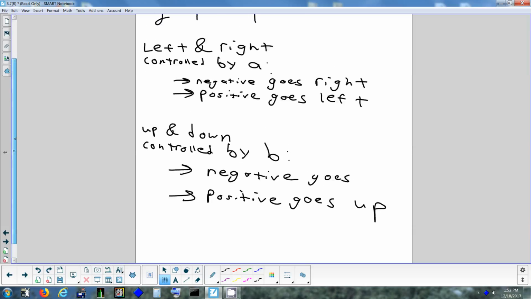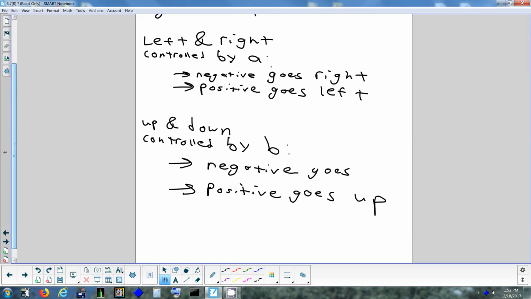If it's negative, Sophia, what's going to happen? The number on the outside is negative. If it's positive, it goes up. What if it's negative? Goes down.